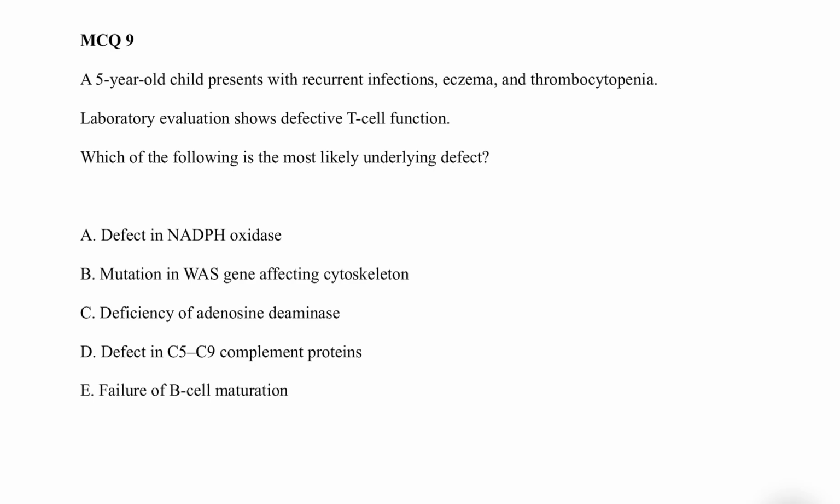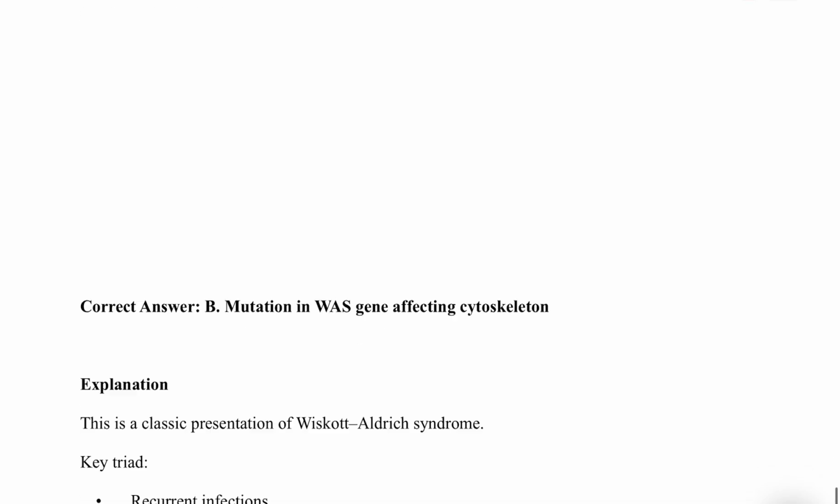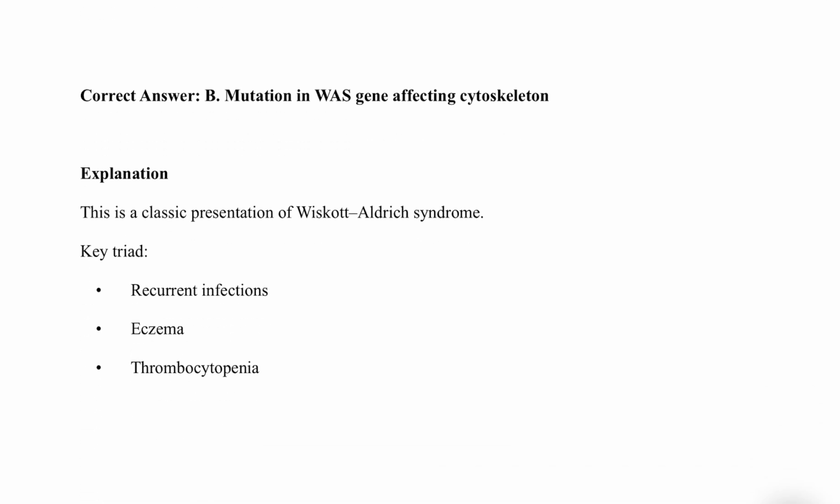The options are defect in NADPH oxidase, mutation in WAS gene affecting the cytoskeleton, deficiency of adenosine deaminase, defect in C5 to C9 complement proteins, and failure of B cell maturation. So the answer is mutation in WAS gene affecting the cytoskeleton. So let us see how we came to this answer. So the correct answer is mutation in WAS gene affecting the cytoskeleton.